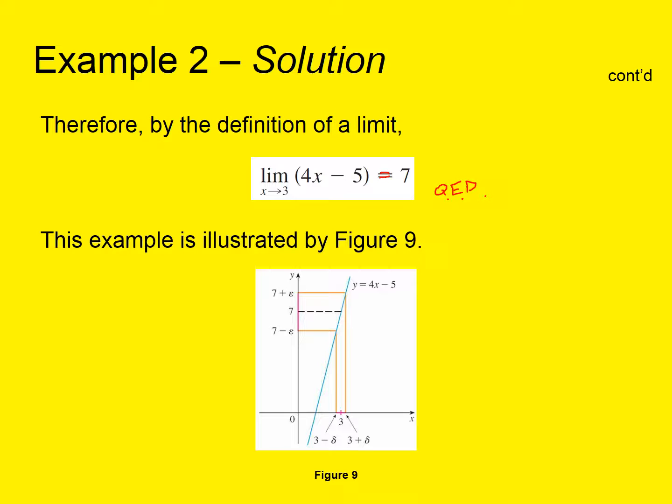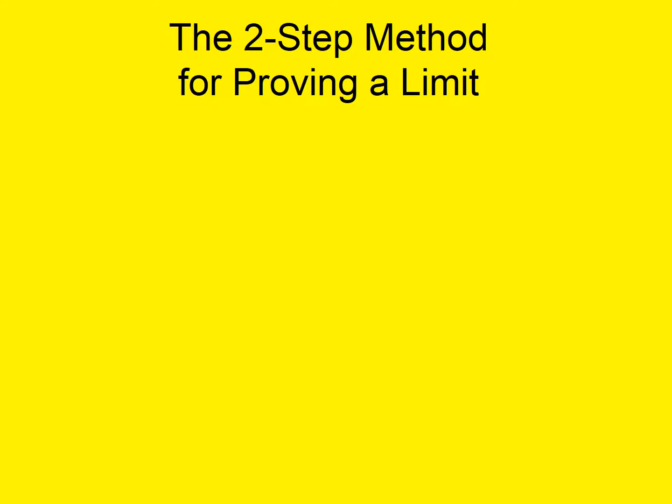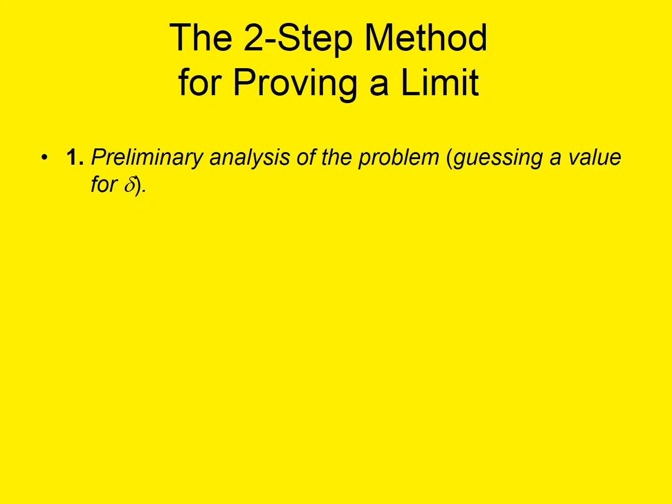We've got this proof. But now here's kind of a check. What's going on in the geometry? This example is illustrated in figure 9. So here's f of x, and it's within epsilon of 7 if x is within delta of 3. So it's good to state somewhere what we're actually doing here. If we're proving a limit, not finding a limit using a graph, but actually proving that limit, it's a two-step method.